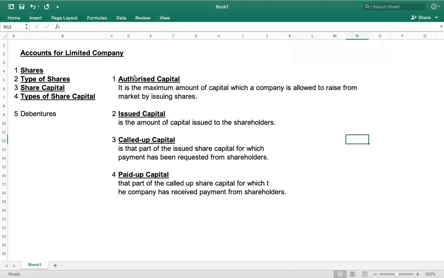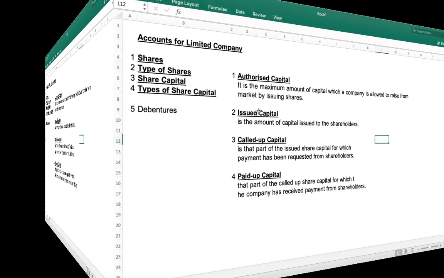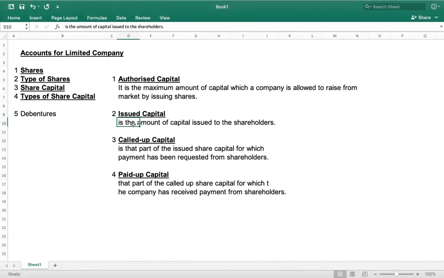Okay. After this, we will discuss issued capital. Okay, write down the definition. Issued capital, actually, is the amount of capital issued to the shareholders. I will explain it with an example. It is the amount of capital issued to the shareholders.